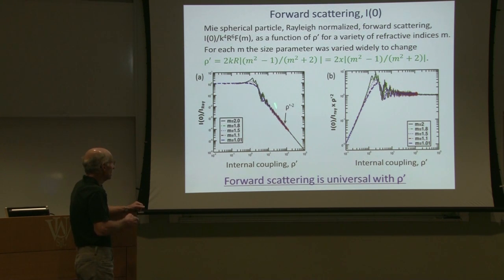To emphasize this functionality, we took the same parameter here and multiplied by rho prime squared. So now this shoots up and this levels off at 1. We did this with rho as well. Rho works, but it misses down here. These scatter around by about a factor of 3. So it doesn't do as good of a job.